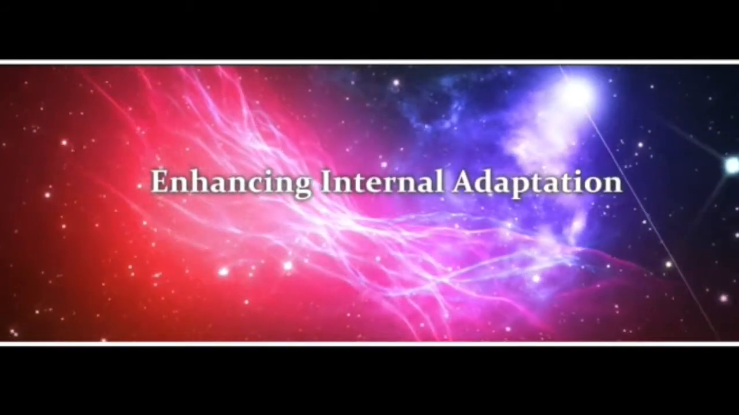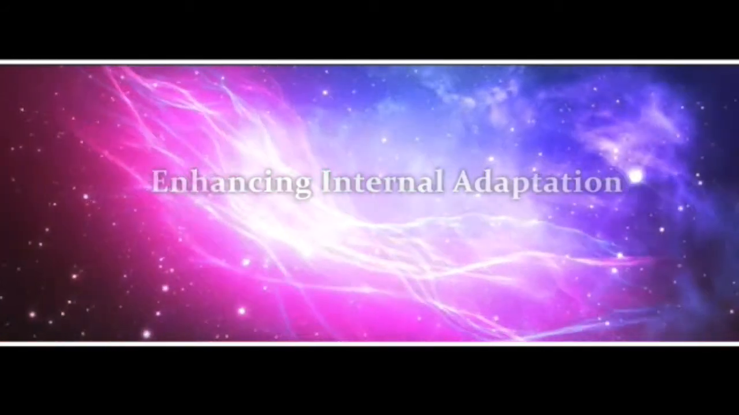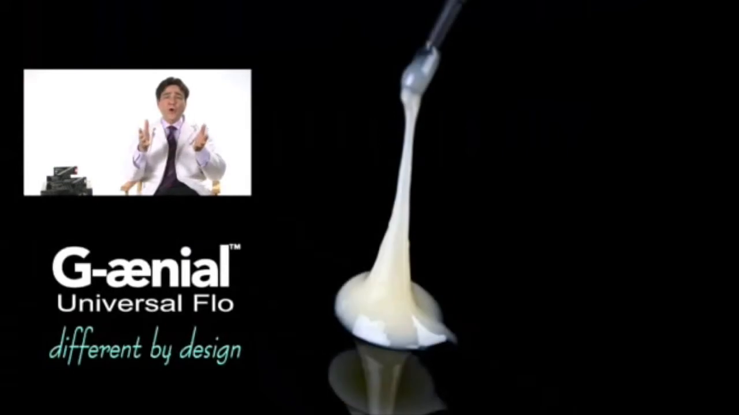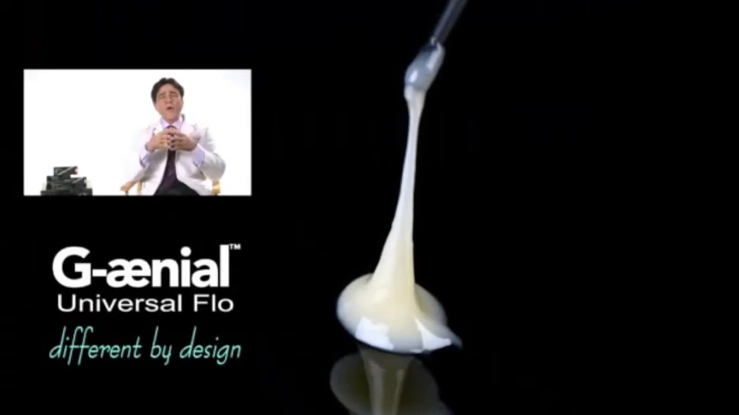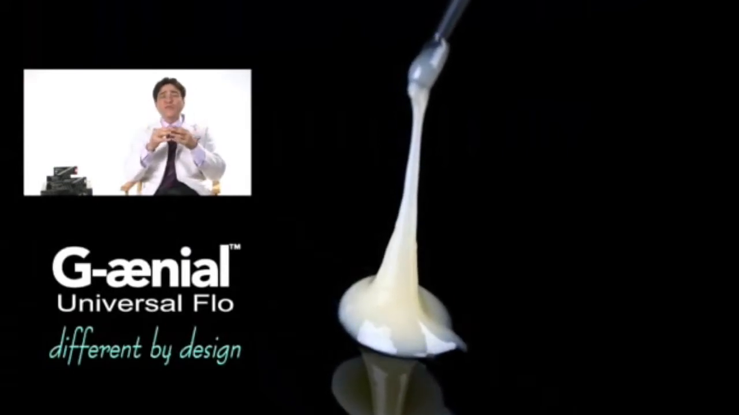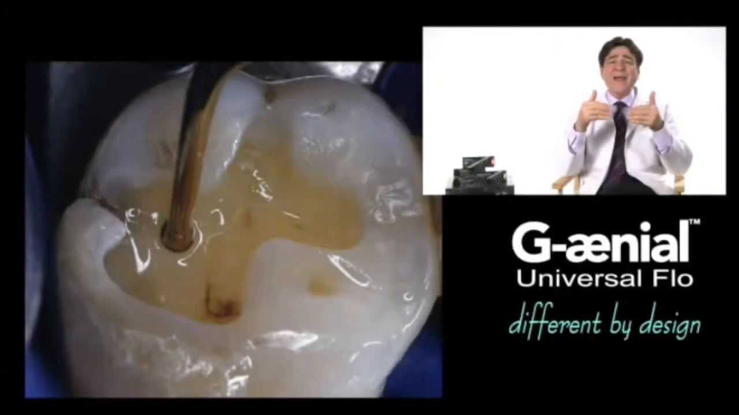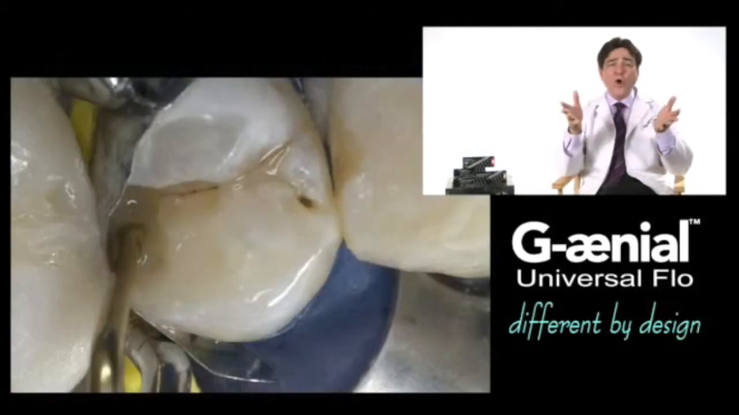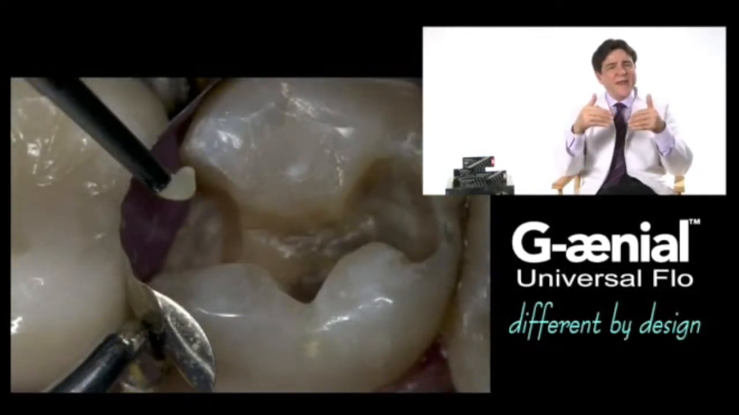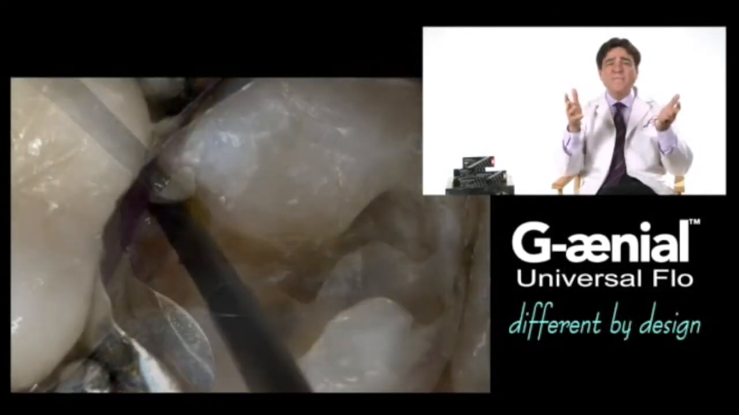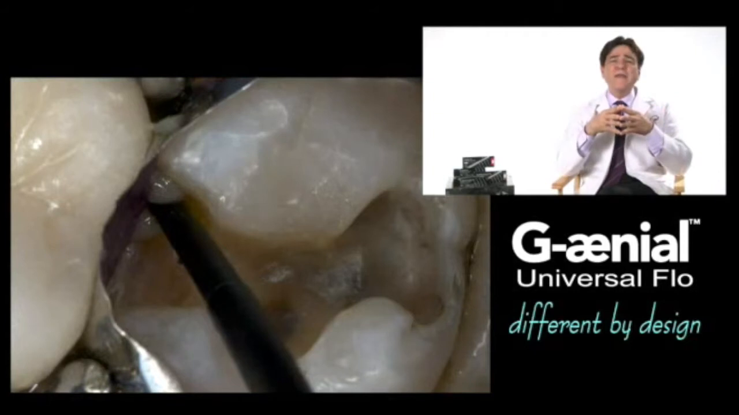To enhance internal adaptation, these next-generation flowable composites, such as Genial Universal Flow, are 69% filler by weight, with an average particle size of 200 nanometers. The low modulus composite acts as an elastic buffer that compensates polymerization shrinkage stress by flow, eliminating mastication discomfort and theoretically eliminating cuspal deformation or gap formations and reduced microleakage.